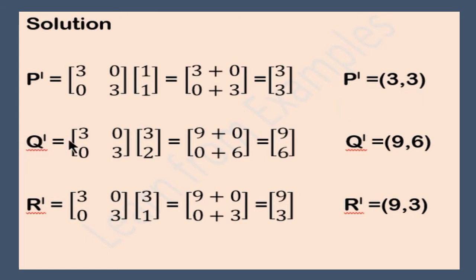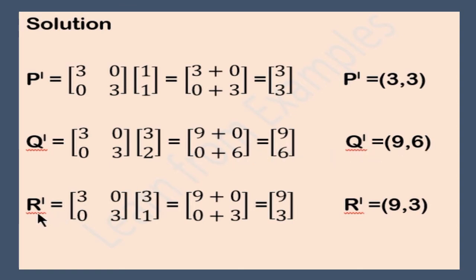Next, go to Q dash. This is the transformation matrix, and these are the coordinates of point Q, written as a 2 by 1 matrix. Take the first element in the first row and multiply it with the first element in the column. So 3 times 3 gives us 9, and the second element with the second element gives us 0. So 9 plus 0 is 9. Take the second row and multiply it with the column. First element with the first element: 0 times 3 is 0. And take the second element and multiply it with the second element: 3 times 2 is 6. And the coordinates of point Q dash are 9 and 6.